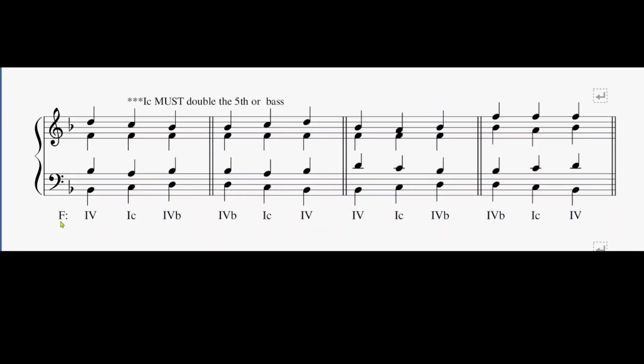This is F major, 4, 1C, 4B. 1C also must double the fifth, or the bass. This is Fa, Sol, La, La, Sol, Fa, Fa, Mi, Fa, Do, Do, Do. Then we can reverse it when we have La, Sol, Fa in the bass. Next example is Fa, Sol, La, La, Sol, Fa is in the tenor, Fa, Mi, Fa in the soprano, and the Do, Do, Do keep in the alto.